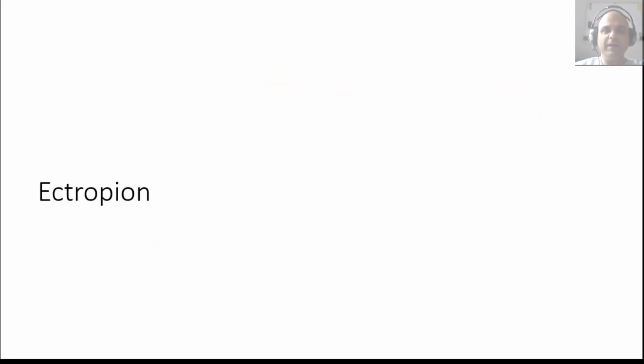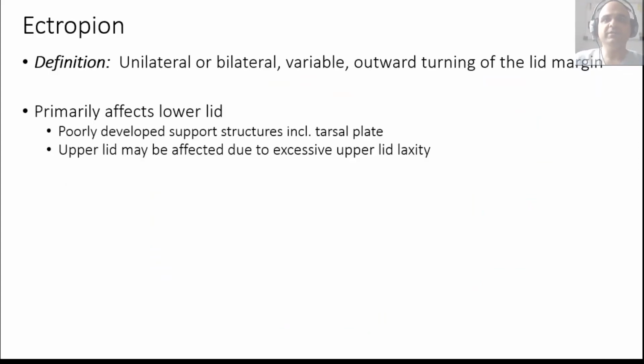So we'll start off by talking about ectropion, which is the first of the three lid malpositions we'll discuss, and the first of the two that involve the lid margin. Ectropion is a unilateral or bilateral variable outward turning of the lid margin, which is primarily seen in the lower lid. The reason being that the upper lid tarsal plate is really strong and its fascial support is also very strong. So it's not impossible to develop an ectropion in the upper lid. It's just that it is much, much rarer to see and it's generally seen in the lower lid.